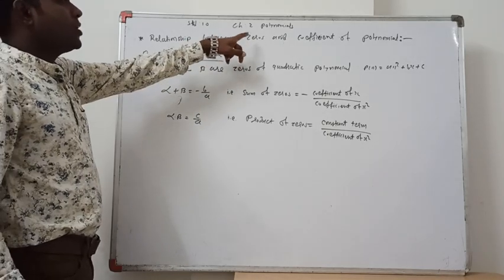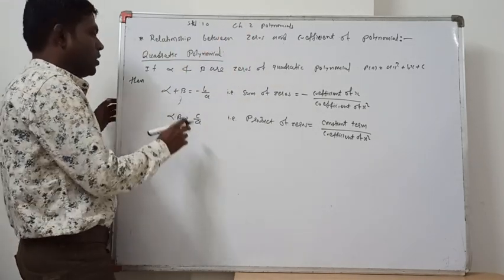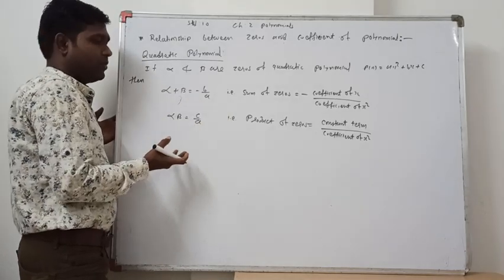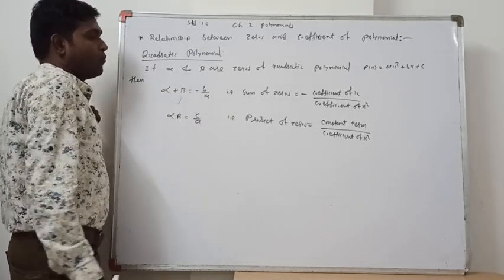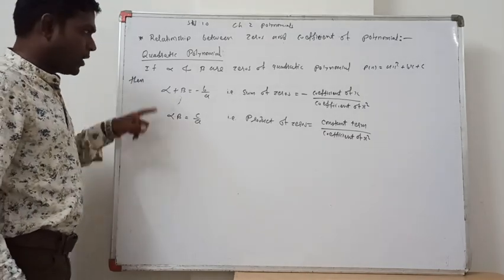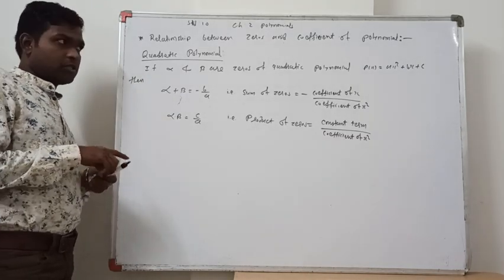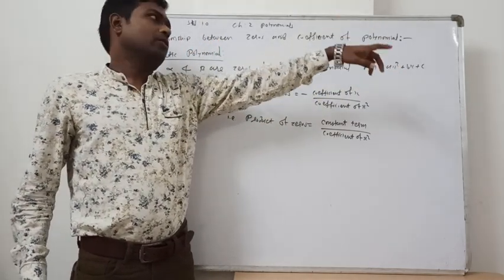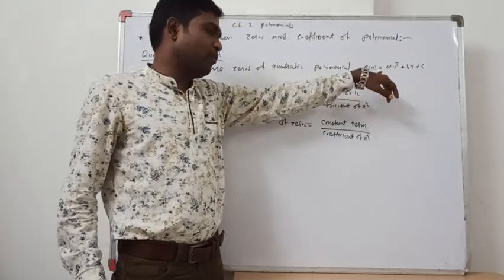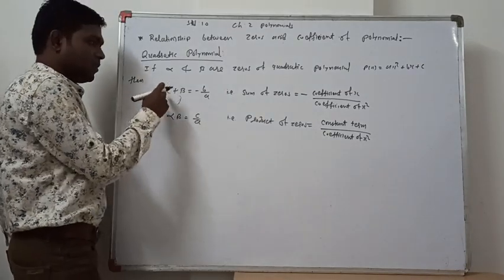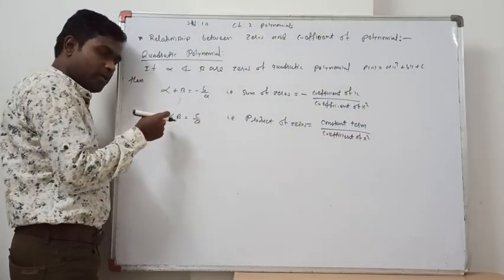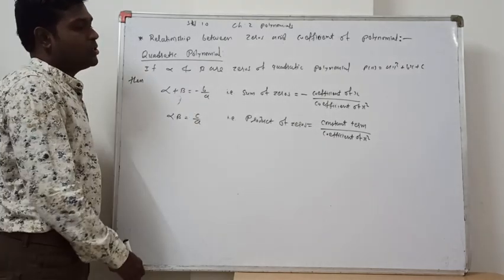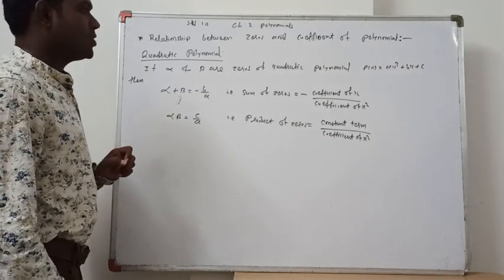So this is the relationship between zeros and coefficients of polynomials. This is zeros and these are coefficients, and this is the relation between zeros and the coefficients of the polynomial. So this formula you have to remember. Our polynomial, the quadratic polynomial, is ax square plus bx plus c. Over here the degree is 2, that's why it is a quadratic polynomial. The sum of zeros, alpha plus beta, is minus b by a. The product of zeros, alpha into beta, is equal to c by a. So we have to remember this, right?